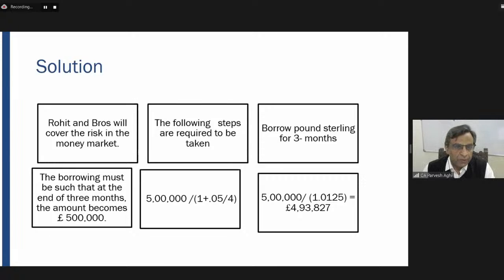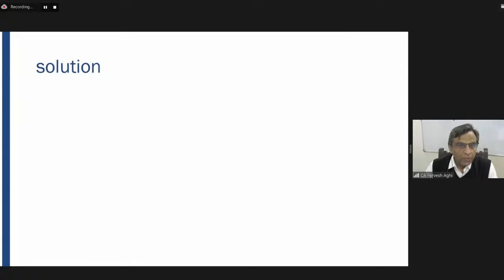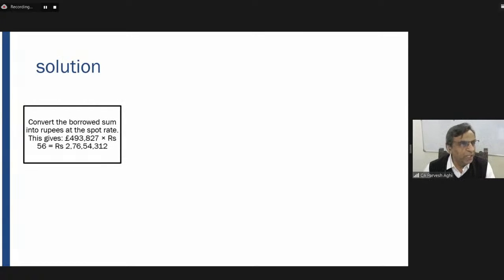4,93,827 pounds. If he borrows this much, along with the interest he has to pay in 3 months, it will reach 5 lakh pounds. Now remember that he has to receive 5 lakh pounds from his customer. When he receives the 5 lakhs from the customer, he will be able to settle his loan at that time. So he borrows 4,93,827 pounds. What he'll do now is bring those pounds into India and convert them at the spot rate, which is prevailing at that time.